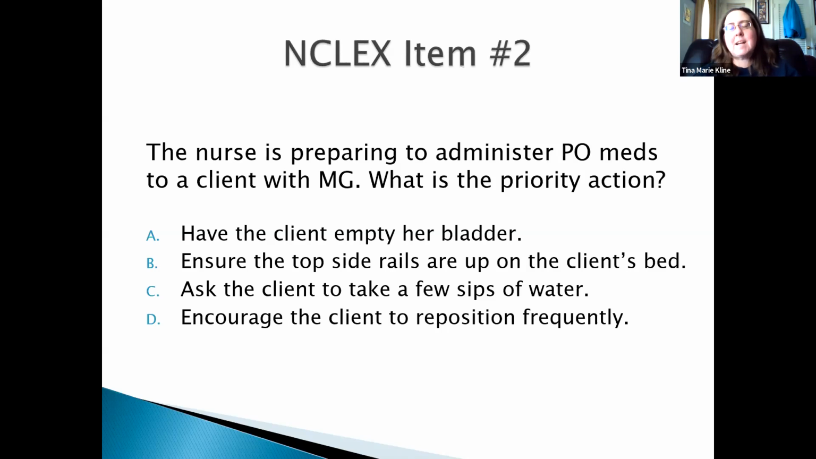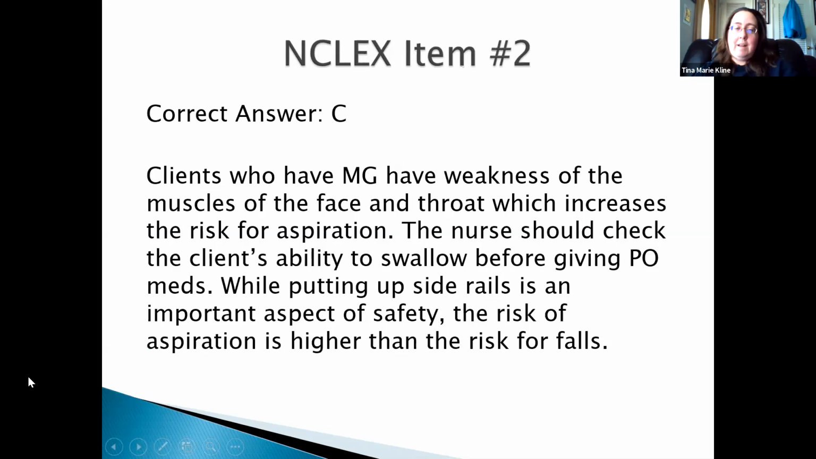So before I flip to the next slide, I just want to point that out because it helps reinforce the fact of really looking at what the question is asking, okay, to help you narrow it down. Because side rails could be important when you're looking at it from a safety perspective, okay? So, correct answer was C, so give yourselves a pat on the back.